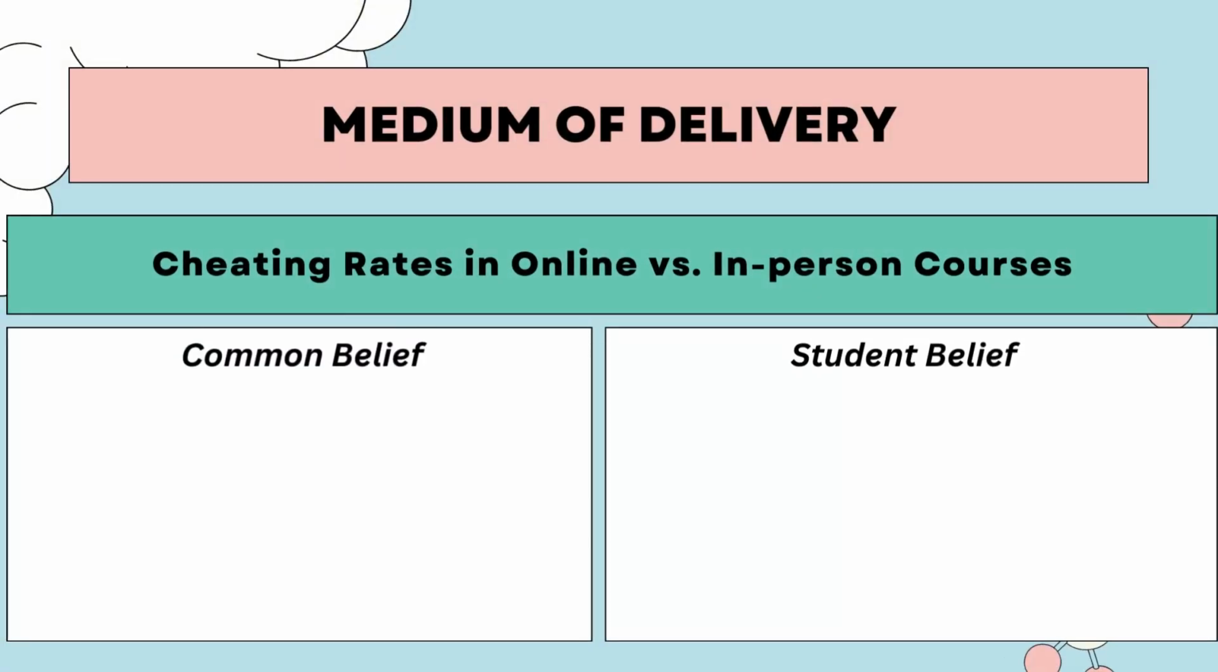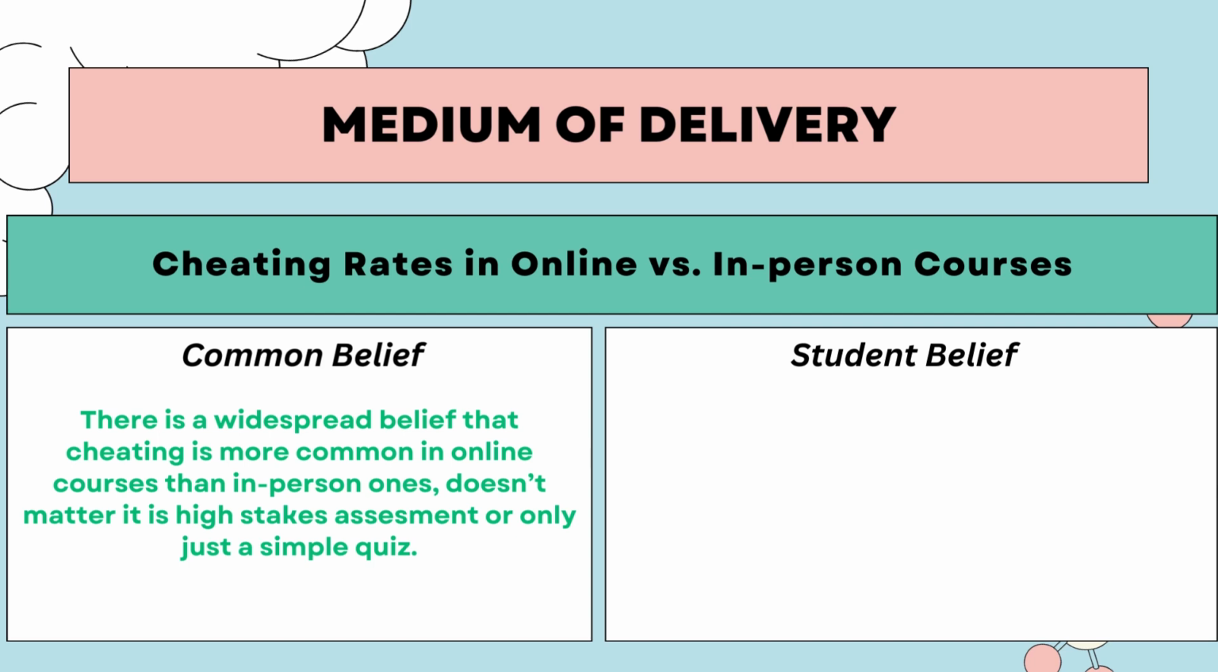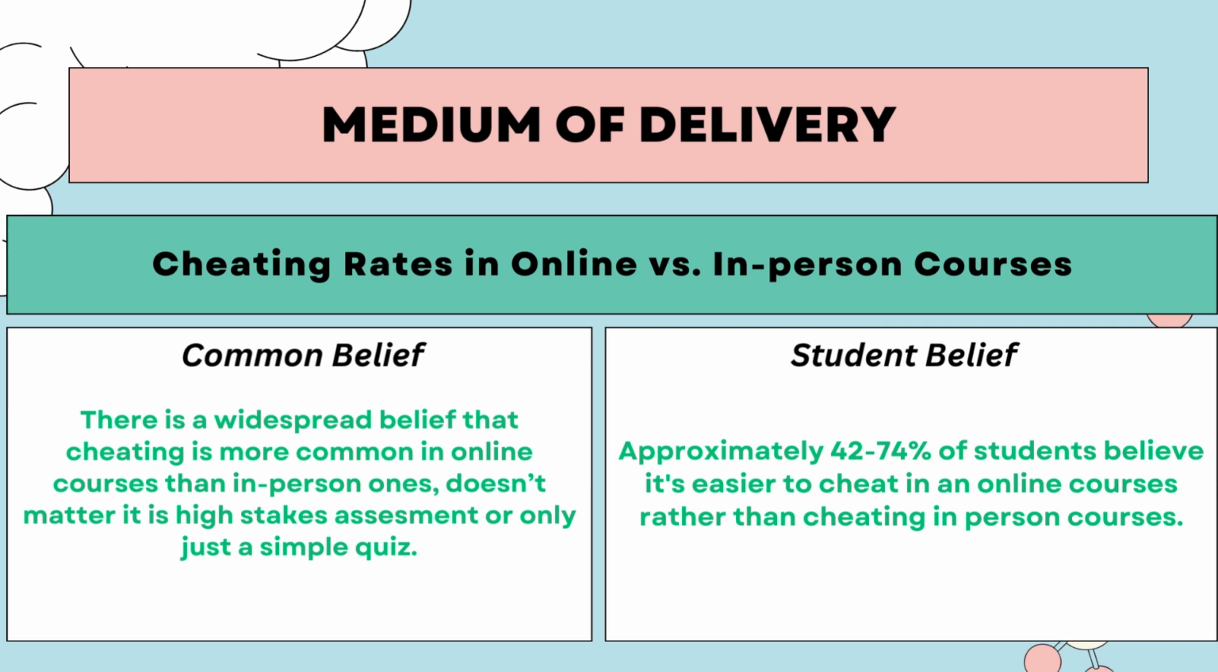So for medium of delivery, we will be talking about cheating rate in online versus in-person courses, which is higher. Common belief. There is a widespread belief that cheating is more common in online course than in-person one. Doesn't matter if it is a high-stakes assessment or only just a simple quiz. For student belief, approximately 42.74% of students believe it's easier to cheat in online courses rather than cheating in in-person courses.